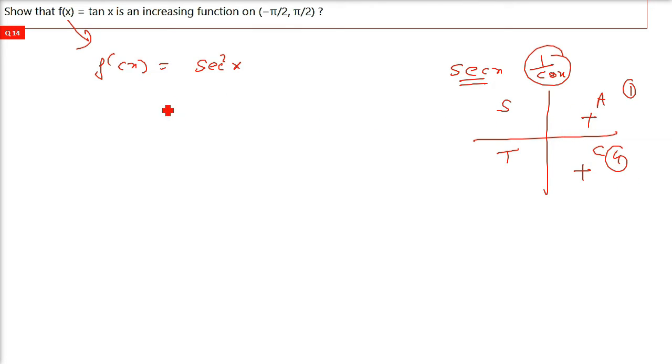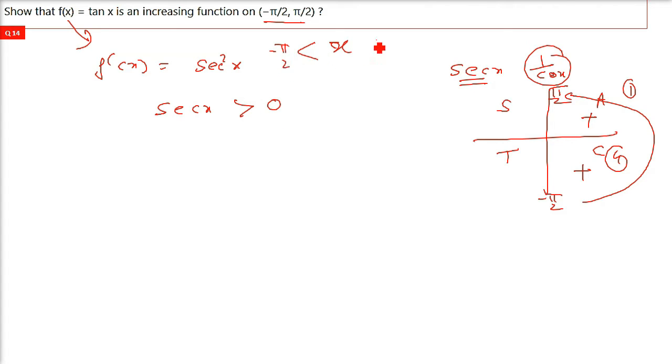So this is sec square x. You see sec x should be greater than 0. In which quadrant? Minus pi by 2, pi by 2. I told you this is pi by 2, this is negative pi by 2. So minus pi by 2 to pi by 2, it is going to be greater than 0. You already know that because I'm talking about cos x, which is actually the inversion of sec x. So minus pi by 2 to pi by 2 is the given interval.